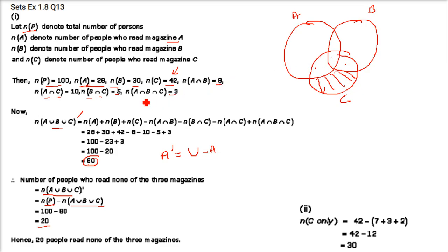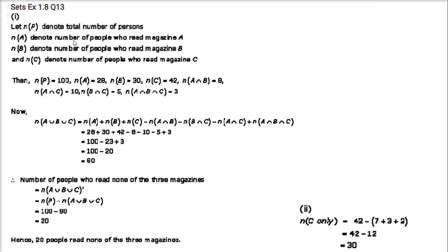Okay. So how to get it? We know that n(A intersection B intersection C) is 3. This is 3. And then we have n(A intersection C) also, which is 10. Because the center is 3, this portion has to be 7. Now, B intersection C is also known. B intersection C is 5. So if it is 3, this portion has to be 2. So we have to subtract from C. What is the total number of C? It is 42. We have to subtract 7, 3 and 2, that is 42 minus 7, minus 3, minus 2. Then you get this portion. This is going to be 30.